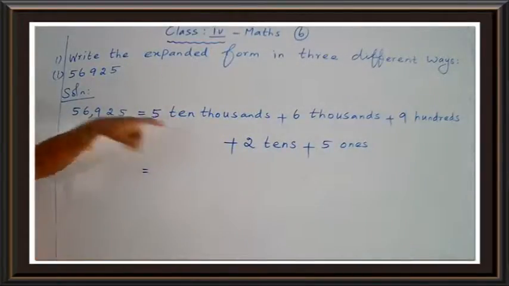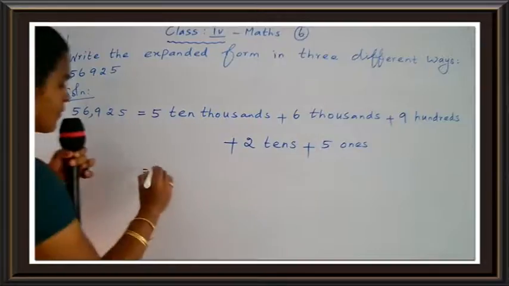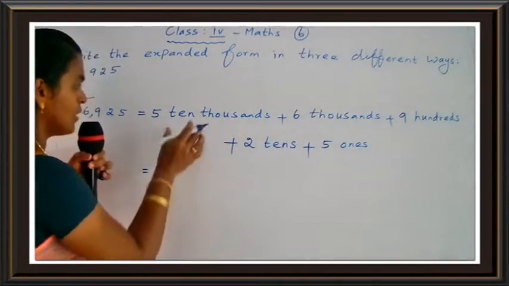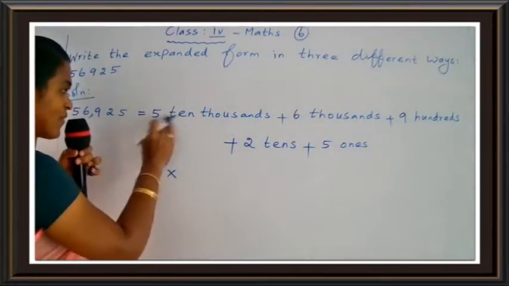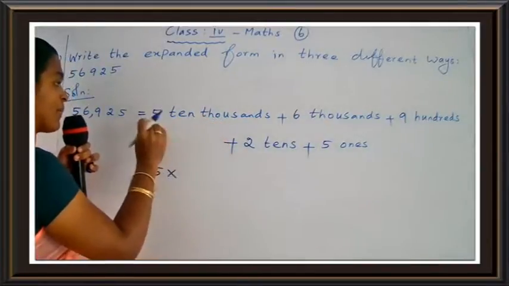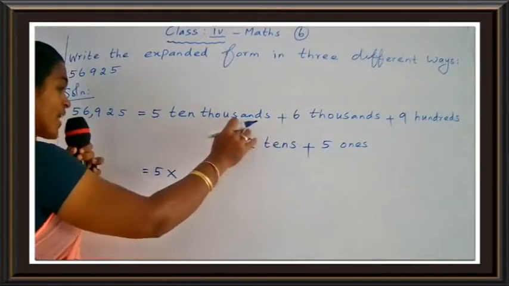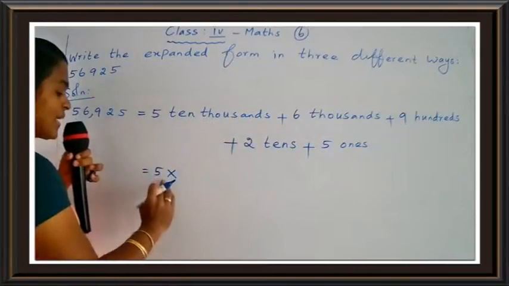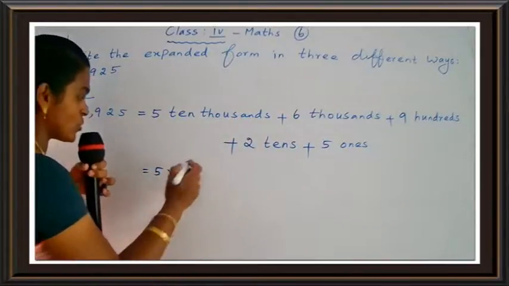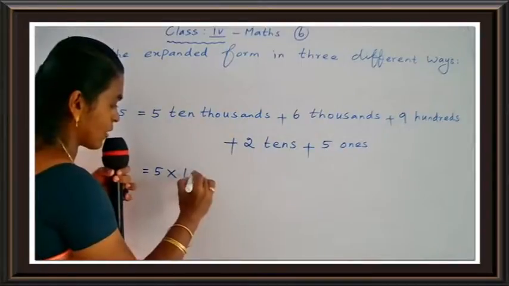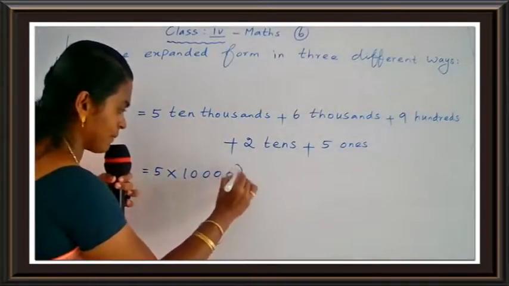5 into 10,000 means multiplication. If you multiply 5 and 10,000, what do you get? 50,000. So that's why 5 10,000s can be written as 5 into 10,000. Okay. This is the first digit, 5.